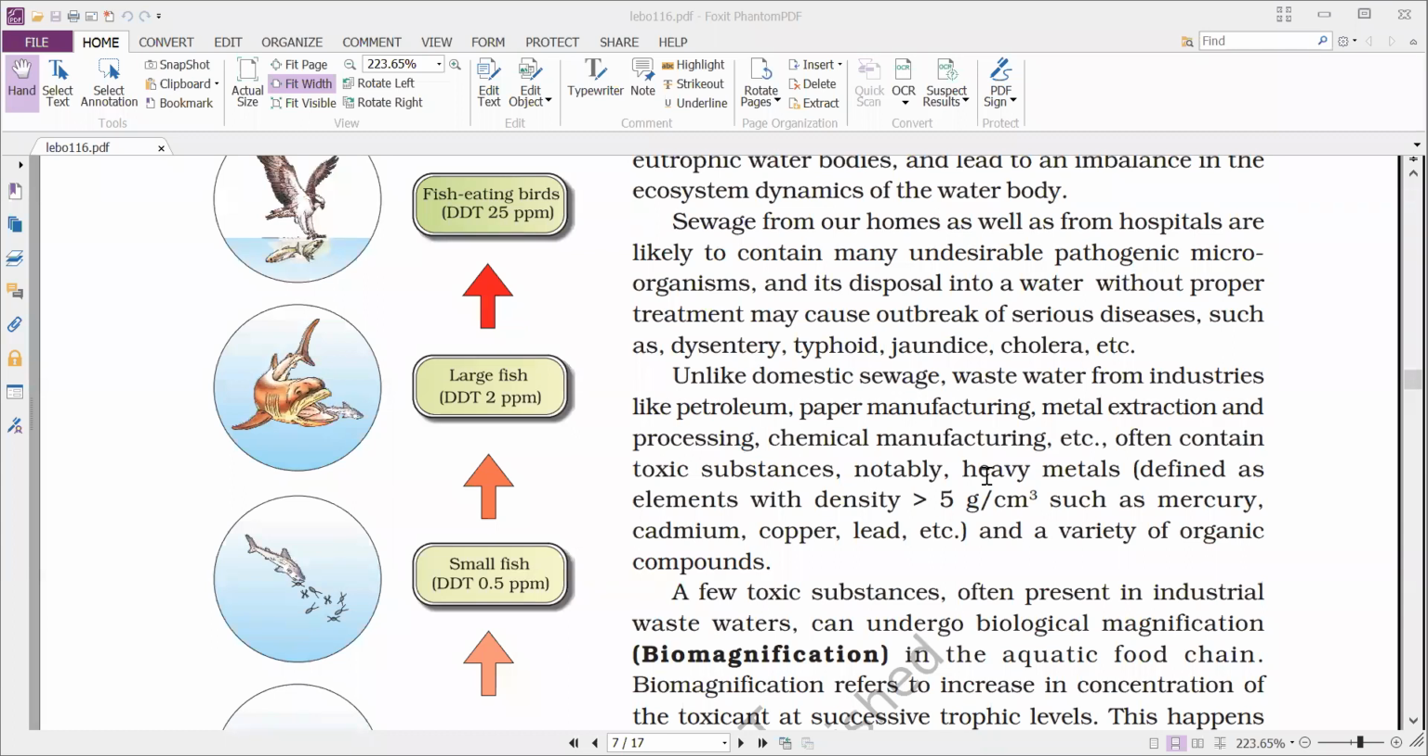Even if you take a hospital, we will find a lot of patients suffering from different diseases. If the sewage from the hospital is added to the water body, we are adding these disease-causing organisms to it. So sewage from our homes as well as from hospitals is likely to contain many undesirable pathogenic microorganisms, and its disposal into water without proper treatment may cause outbreaks of diseases such as dysentery, typhoid, jaundice, cholera, etc.